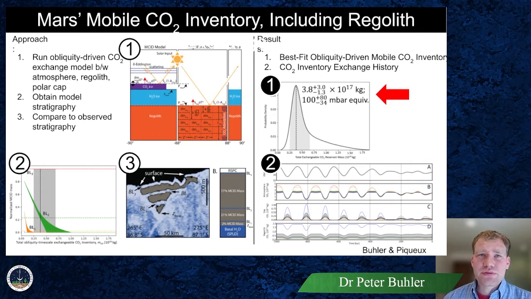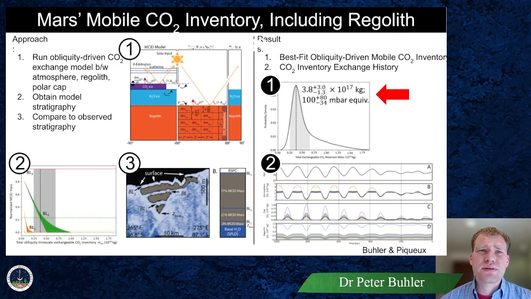Hi, I'm going to share results from my recent paper modeling Mars's obliquity-driven CO2 exchange between its atmosphere, regolith, and polar cap. Mars has a primarily CO2 atmosphere, a polar CO2 ice cap, and a reservoir of CO2 absorbed in its regolith. Determining how much CO2 exchanges between these reservoirs over 100,000-year orbit-driven climate cycles is important for understanding Mars's climatic evolution. So I constructed a climate model of orbit-driven CO2 exchange, item 1 on the left.